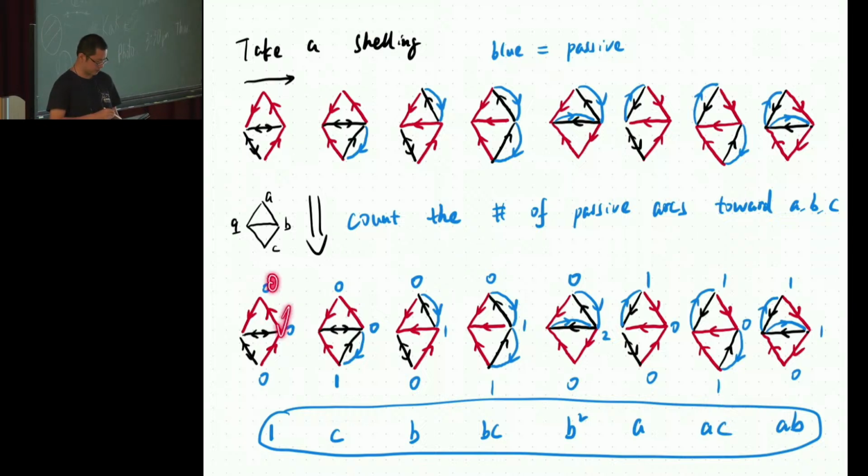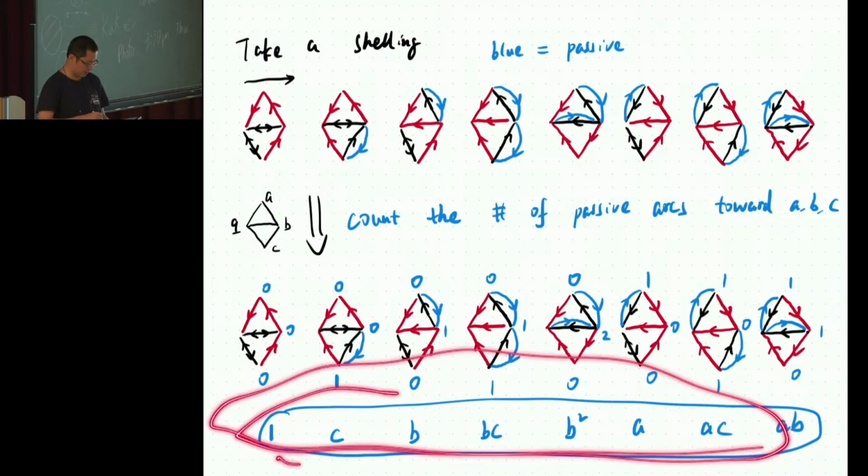So this is 0, 0, 0, meaning A to the 0, B to the 0, C to the 0. So this is 1. Then I have 1 here. So this is vertex C, so it is a monomial C. I do that for all these monomials, and I will get this thing.